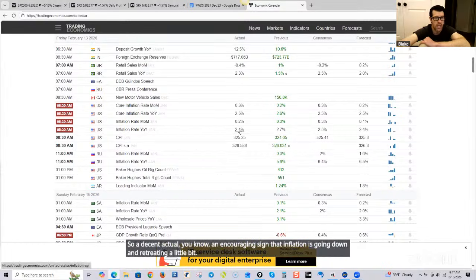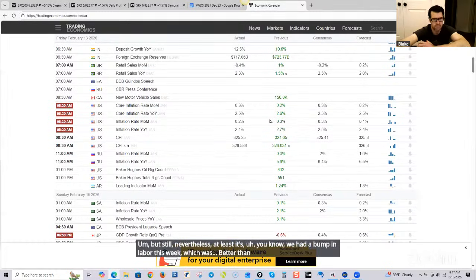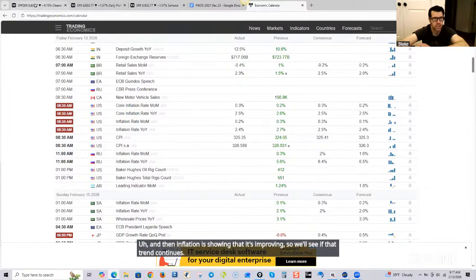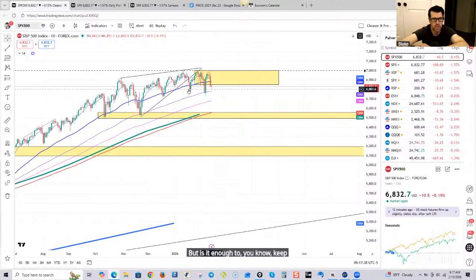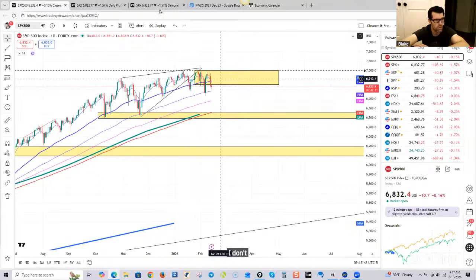Again, this is way off compared to the dramatic drop we've seen in something like Truflation. But still, nevertheless, we had a bump in labor this week, which was better than not. They came in at 130,000 jobs. They were expecting 66, so that's at least a bump. And then inflation is showing that it's improving. So we'll see if that trend continues. But is it enough to keep this market stuck in this little 3% correction range, or is it going to just roll over harder? I don't know. We'll find out.